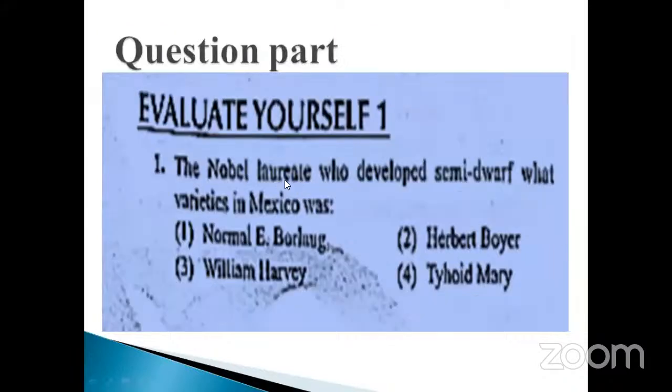The first one is the Nobel laureate who developed it. Nobel laureate means Nobel Prize. Who got the Nobel Prize for the Green Revolution? Particularly, the semi-dwarf variety was discovered in Mexico by the scientist Norman E. Borlaug. The first one is the correct one.